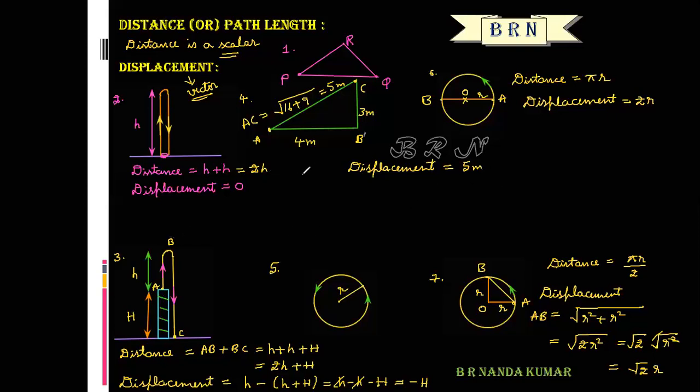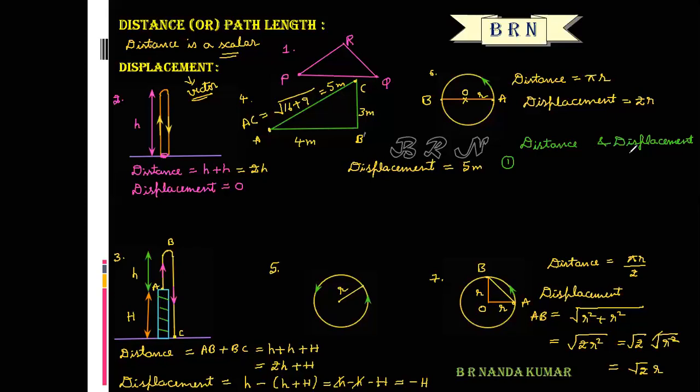So what are the differences between distance and displacement? That is very, very important. The first difference is the definition. What is the meaning of distance? The length of total path covered by a particle in a certain time without considering the direction.